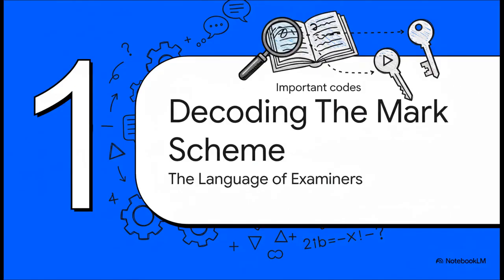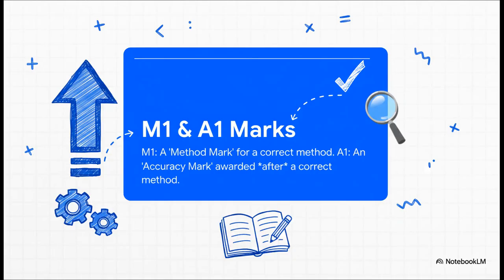Mark schemes use a kind of shorthand, a specific code, to tell examiners what counts. So let's learn the two most important codes for this question. Here they are, M1 and A1. So, an M mark is for your method. This is a huge clue, you know? It tells us that showing your working is absolutely critical.